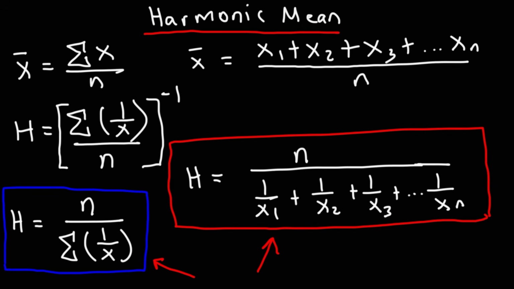Now, earlier in this video, we talked about how we could use the arithmetic mean formula to calculate the middle term in an arithmetic sequence. And we could also use the geometric mean formula to calculate the middle term in a geometric sequence. Well, it turns out that it works the same way with the harmonic mean formula. You could use that formula to calculate the middle term in a harmonic sequence.